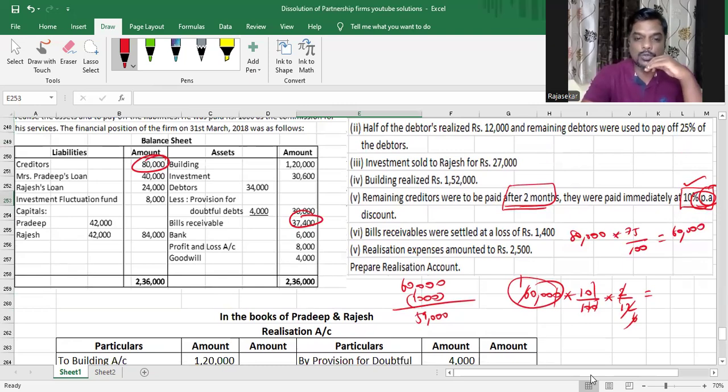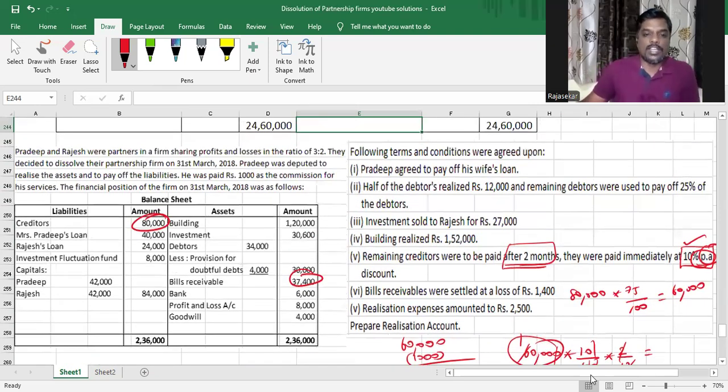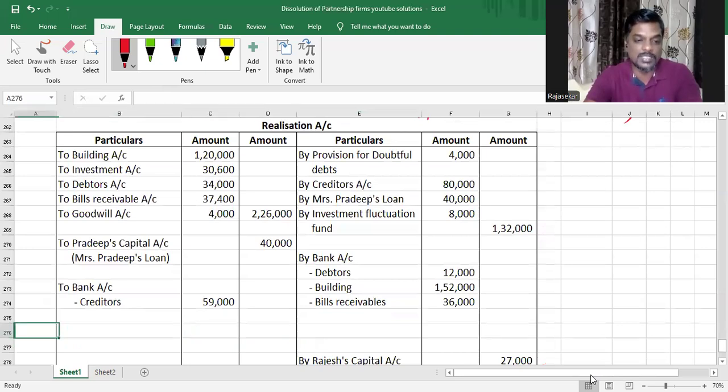Realization expenses amounted to 2,500. This is where the whole thing comes into play, my dear children, what they gave in the first paragraph. See, they're talking about realization expenses here, and then they've given the actual realization expenses here. So they're trying to confuse you. You're not supposed to get confused. Understood? Pradeep was deputed to realize assets and pay off the liabilities. He was paid rupees 1,000 as commission for his services. So this 1,000 is also a realization expense, but this is payable to Pradeep, and this is paid by the firm. Nowhere here does it tell that the realization expenses are borne by Pradeep. Pradeep does not bear the realization expenses.